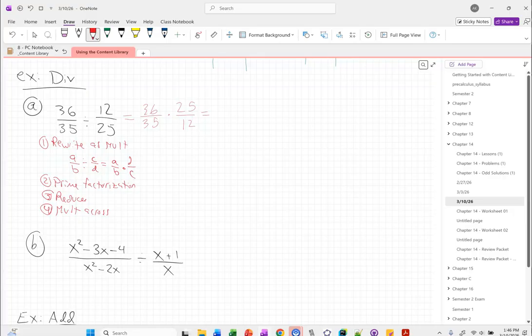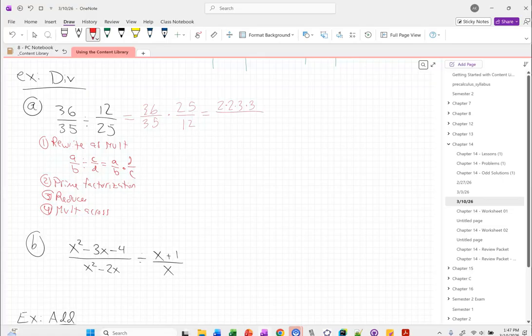5 and 6 is 30, and 6 is not prime. 3's. 3, 3, 2, 2. Right, 36 is 6 times 6, and 6 is 2 times 3. Since you have two 6's, you have two 2 times 3's. Again, the order you write that doesn't matter. I like to go small to big when I do mine.